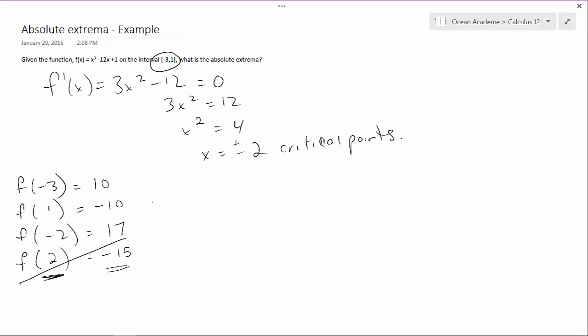So our new low value is minus 10. That is in our interval, so our absolute minimum would be at 1. So we've got 17. 17 is greater than 10. So this is telling us that we've got an absolute max at minus 2.